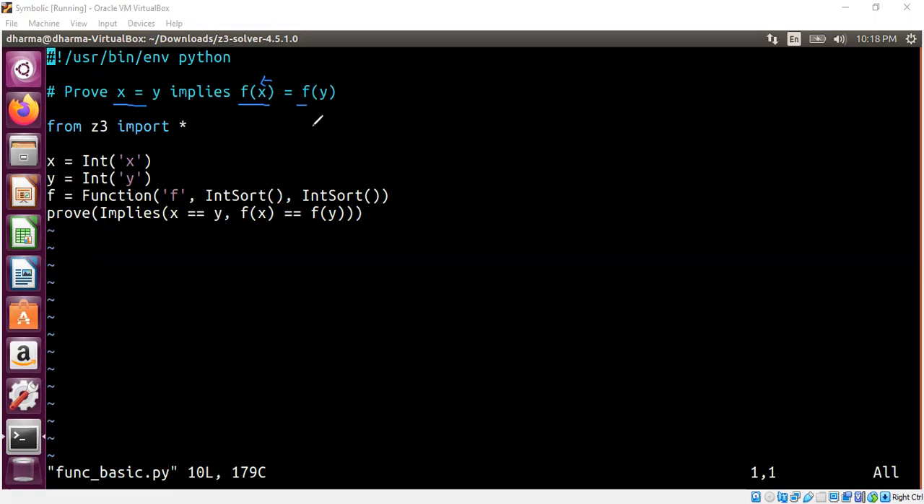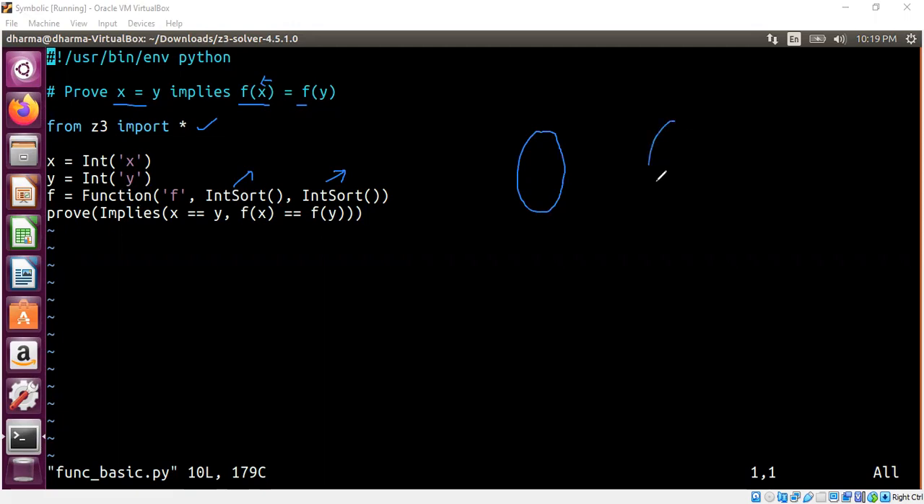Okay, so how do we prove this? If x is equal to y, f of x is equal to f of y. First, let me show you some syntax details here. This is the regular Z3 import star. We define two variables x and y as integers. These are mathematical integers. And we define a function f between the domain integer and the range integer.